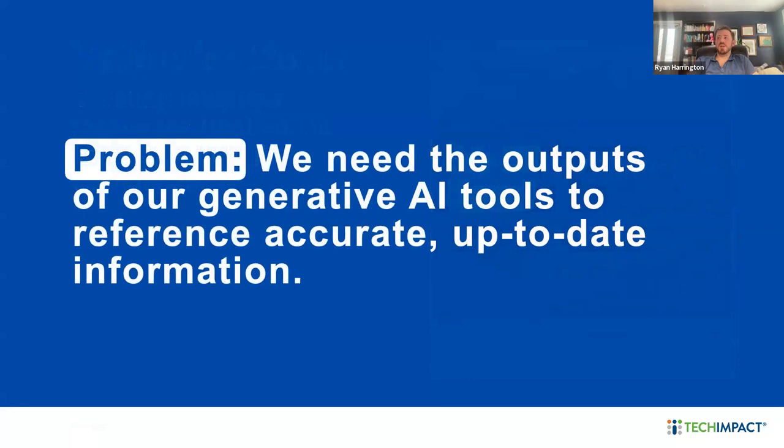So here's the problem. We need the outputs of our generative AI tool to reference accurate, up-to-date information. So how can we do that? Some of you might have these really, really important things that you want to make sure you get right for the community that you're serving.